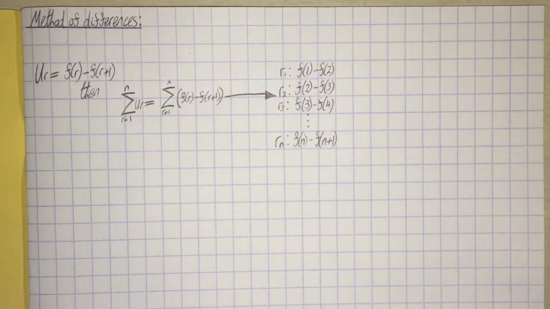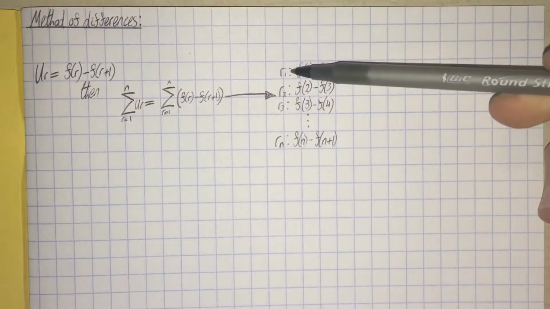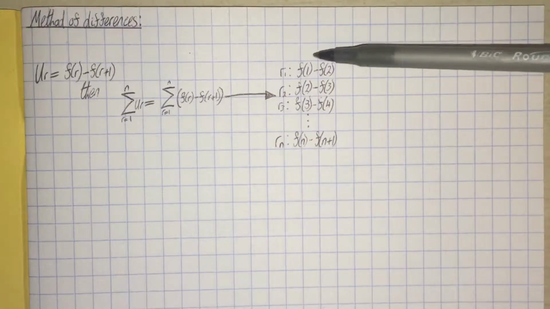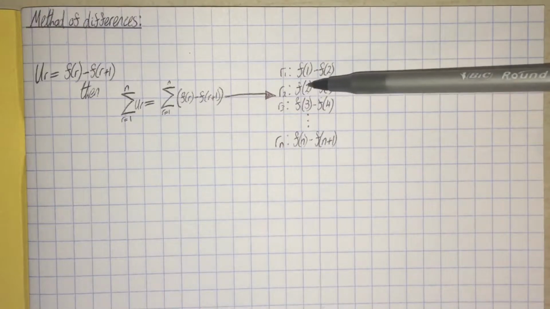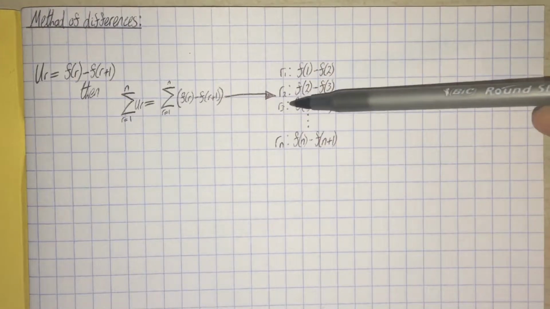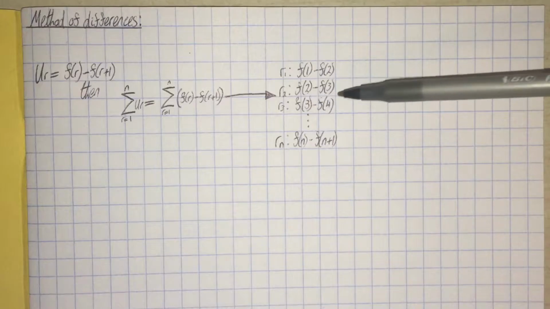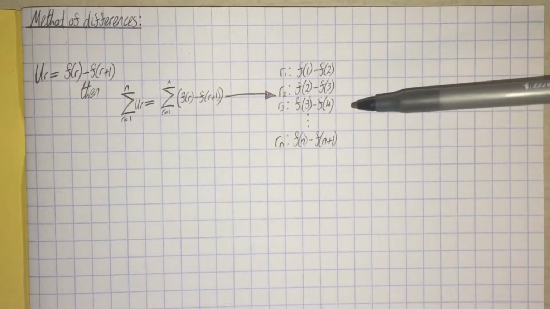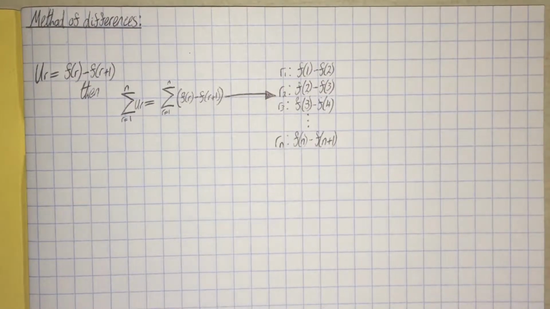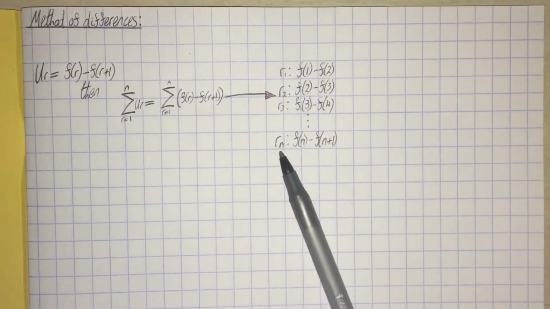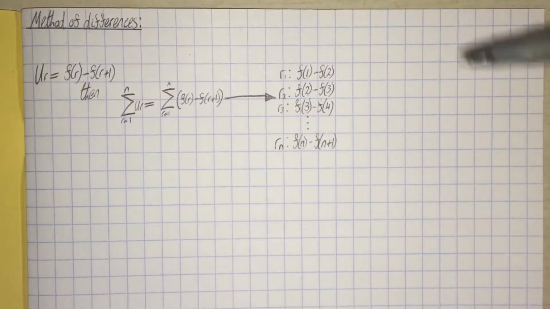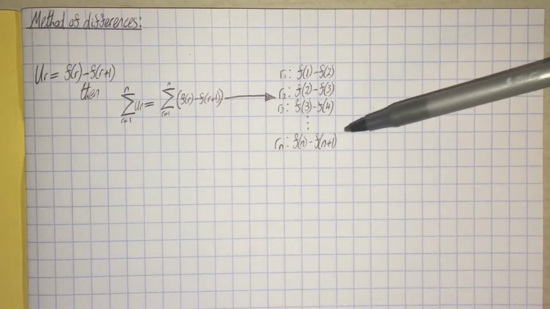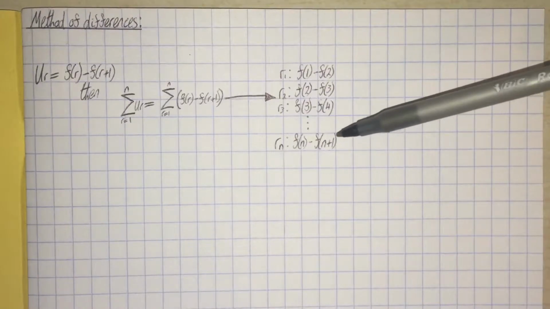Now, we can represent this further by inputting r equals 1 here, and that will give us f(1) minus f(2), and when r equals 2, that will give us f(2) minus f(3), and when r equals 3, this will give us f(3) minus f(4), and so on and so forth. And going up to r equals n, which is our final term, as you can see here, we're going up to n. This means that we'll have f(n) minus f(n+1).